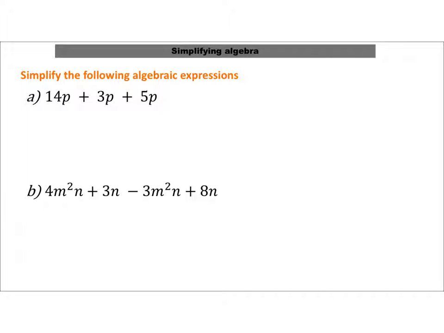Okay, so we're going to follow the same process now to simplify these algebraic expressions. We can see here we've got 14p plus 3p plus 5p. The variable is p in each of the terms, and that p is raised to the power of 1. So I can go ahead and circle each of these because they are all like terms, which means underneath I've got 14 plus 3 plus 5, so that is 22p.